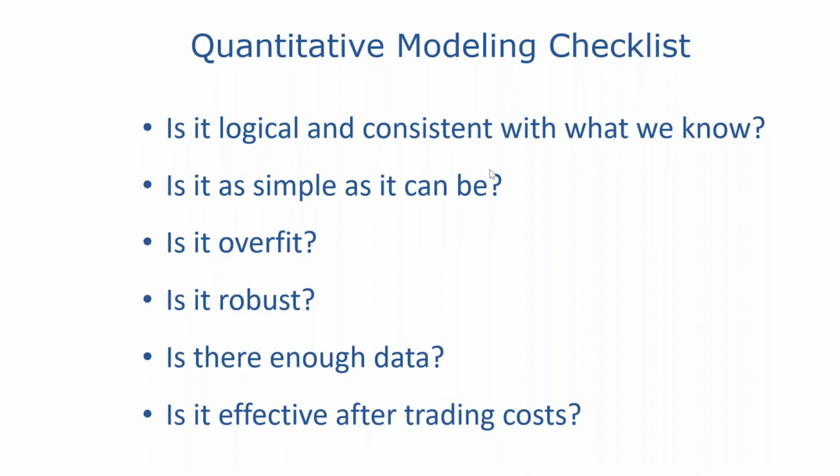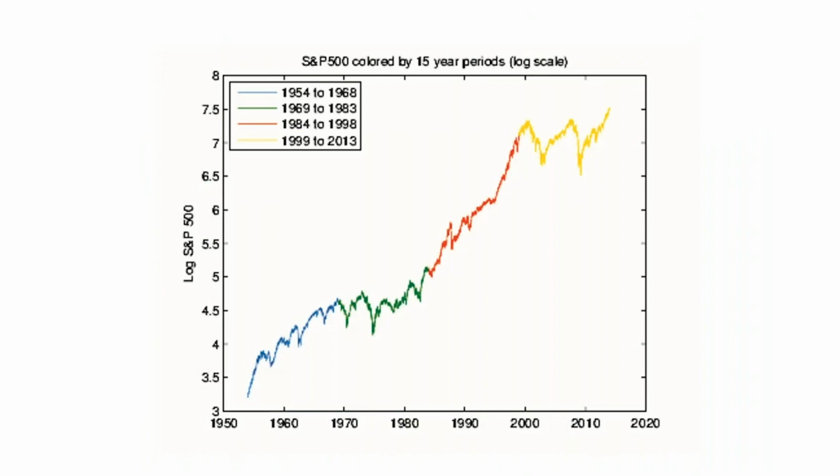Next, is there enough data? Here's a chart that appeared in my book showing regimes going back in 15-year increments. We could see the last 15 years is considerably different from the 15 years before it. So if we develop a model on only 15 years of data, it may not hold up going forward if that regime changes. Ideally, we would like to have a model that performs well over the entire time frame.